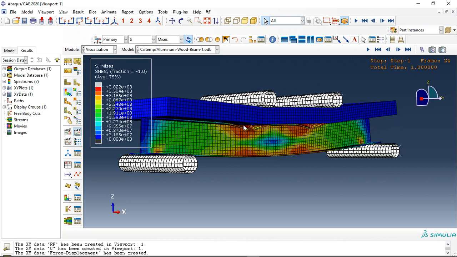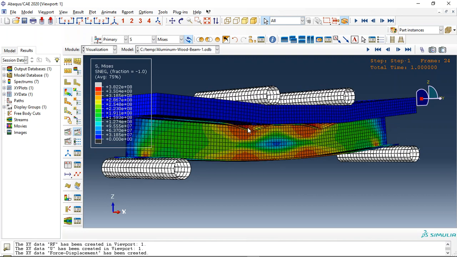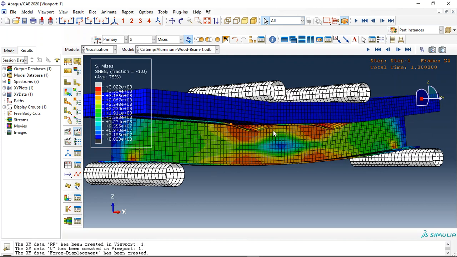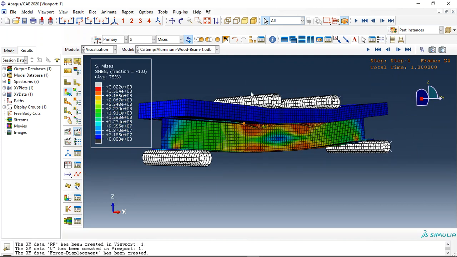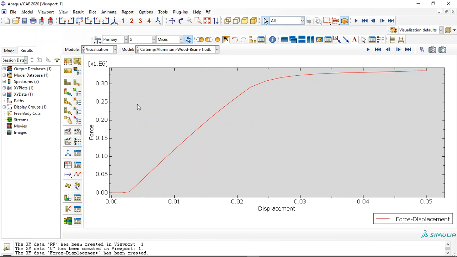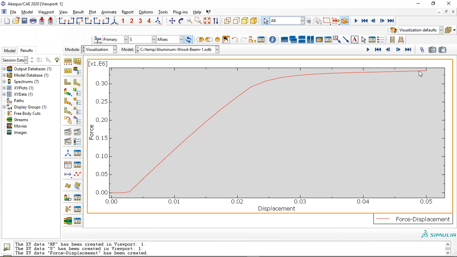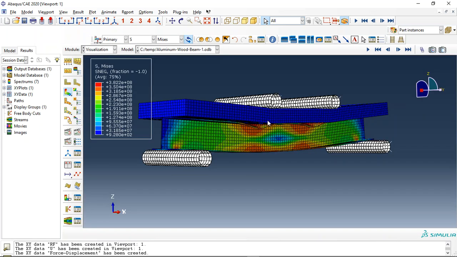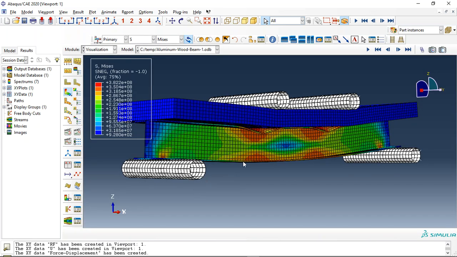surface to surface contact, the contact between the timber wood slab or beam and aluminum beam, but at the middle we use connectors as the beam. Also we have here the force displacement diagram for it. You can see this is a force diagram till this displacement. You can increase the displacement to check the failure point.